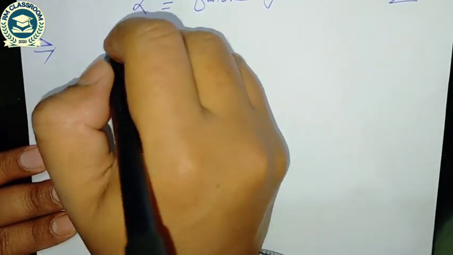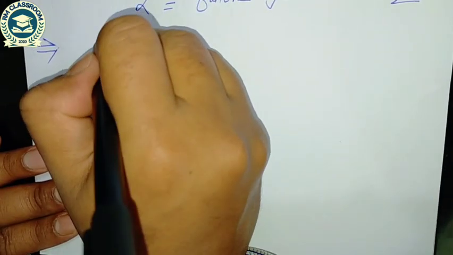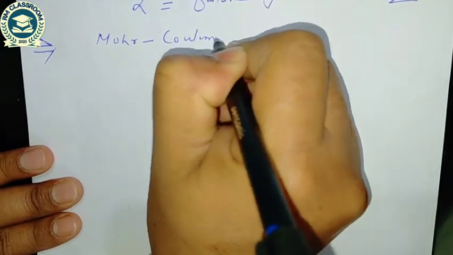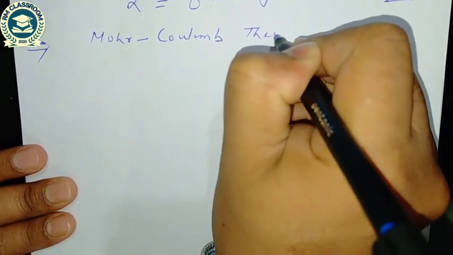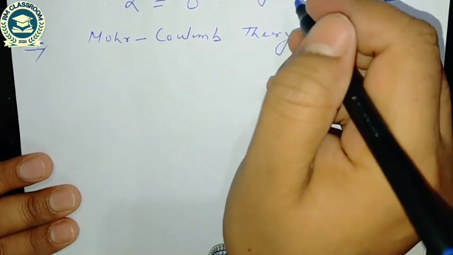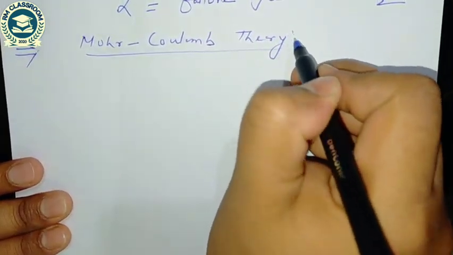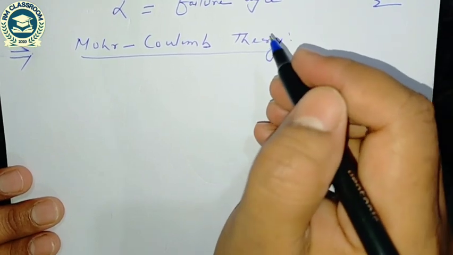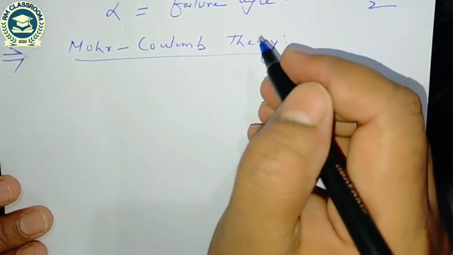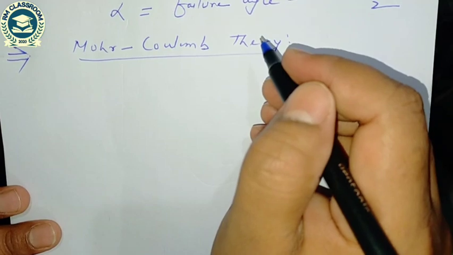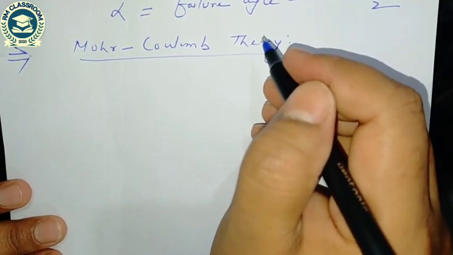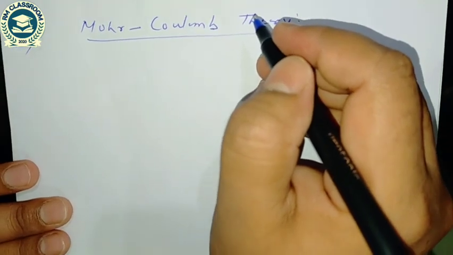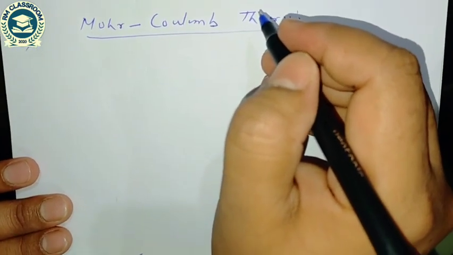So I am going to discuss another very important theory, that is Mohr-Coulomb theory. According to this theory, shear strength of soil depends on the cohesion between the particles on the critical plane, the angle of internal friction between particles, which accounts for interlocking resistance and frictional resistance, and the normal stress on the critical plane or failure plane.